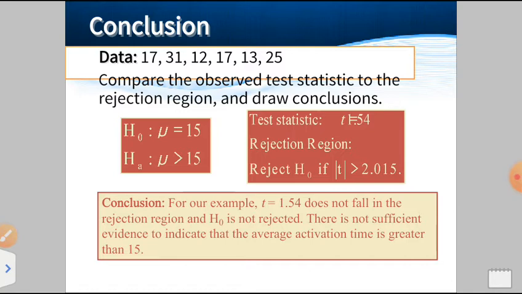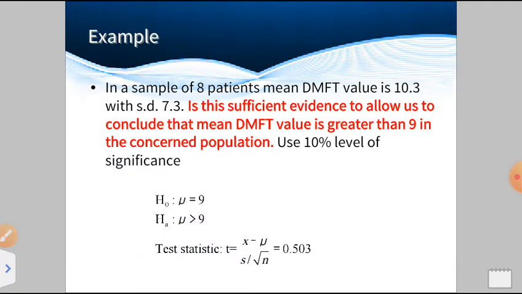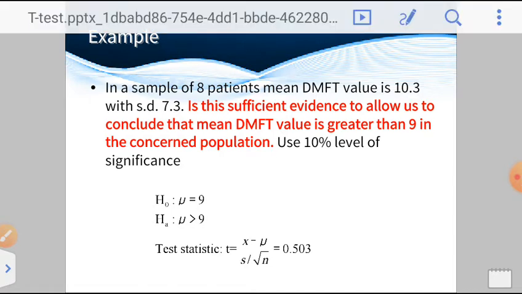Here we have been provided with the data. Okay, I think it's the same one that we have. This is the second example. Now here what the difference is, here we have been provided that in a sample of 8 patients, means n is given to us, mean DMFT value means sample mean, so x bar is given to us as 10.3.